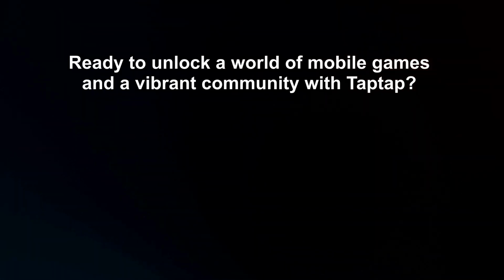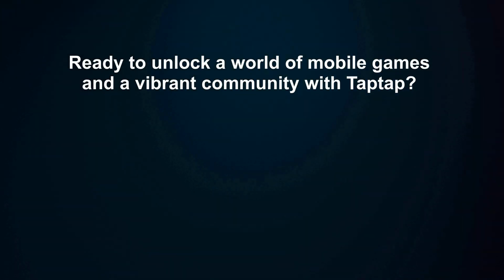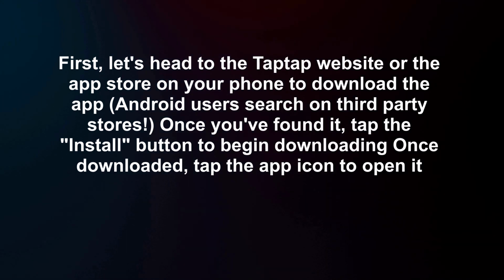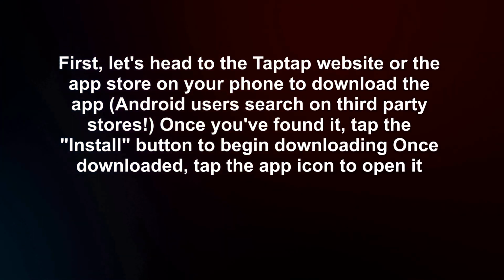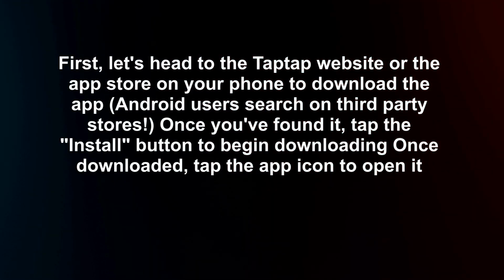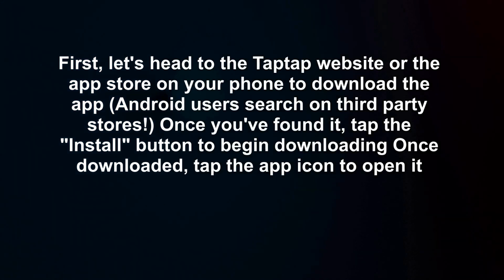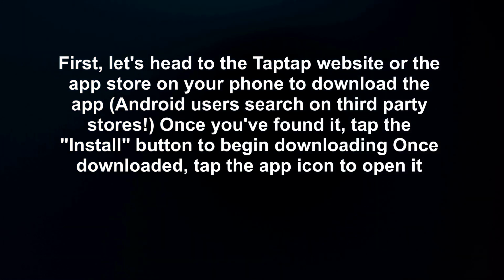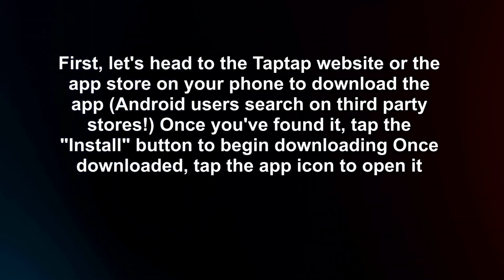Ready to unlock a world of mobile games and a vibrant community with Taptap? First, let's head to the Taptap website or the App Store on your phone to download the app. Android users search on third-party stores. Once you found it, tap the install button to begin downloading. Once downloaded, tap the app icon to open it.